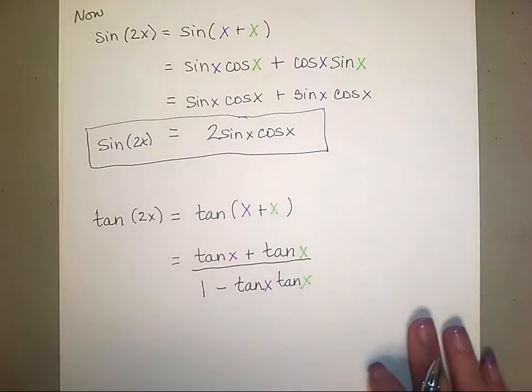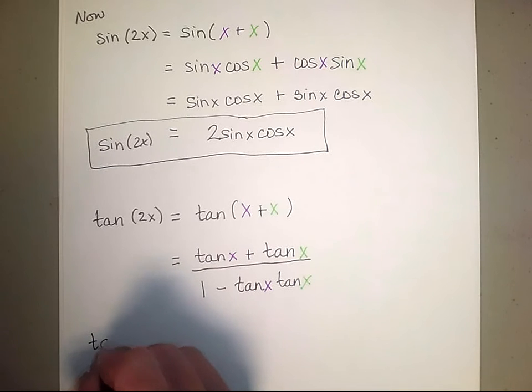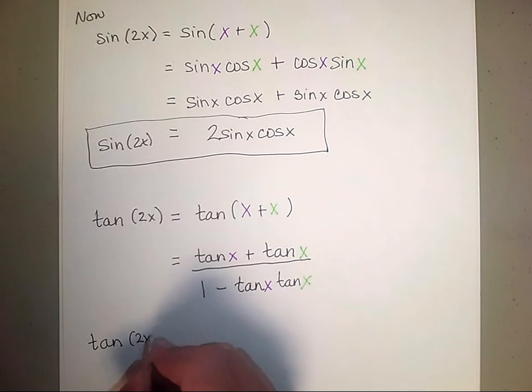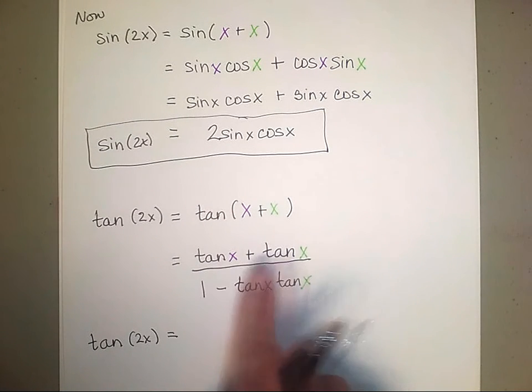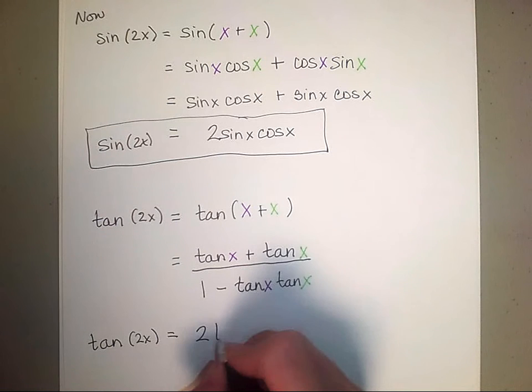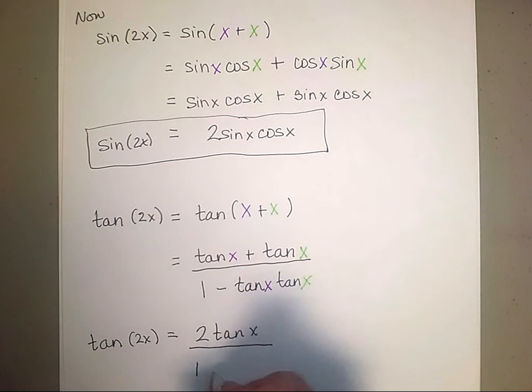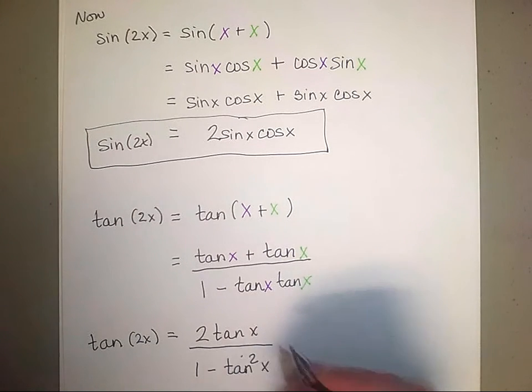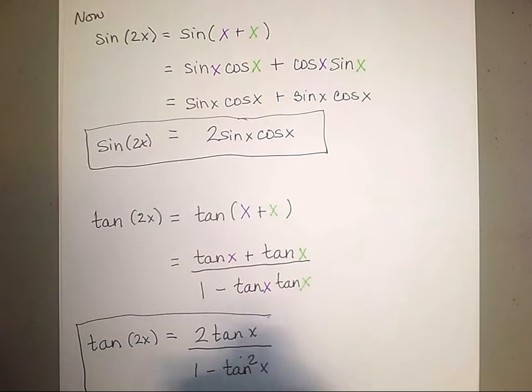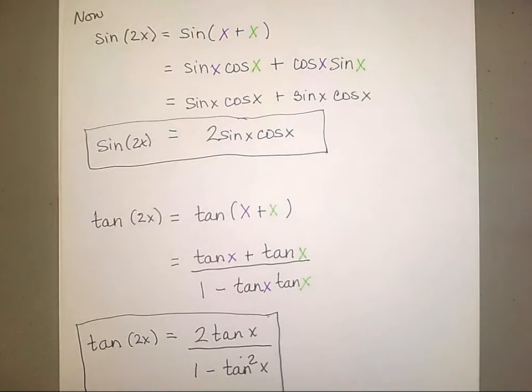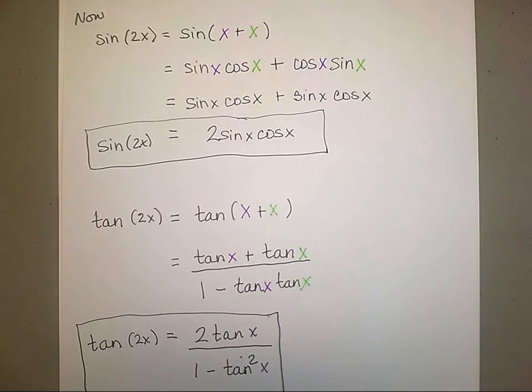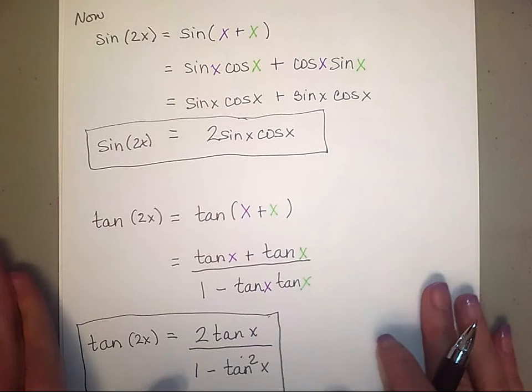And now we can do some simplifying. Okay? So the tangent of 2x will be equal to, well, now these are like terms, so 2 times the tangent of just x over 1 minus tangent squared of x. Okay. So these are some additional formulas that you'll need to know. Okay. So let's do an example with them.